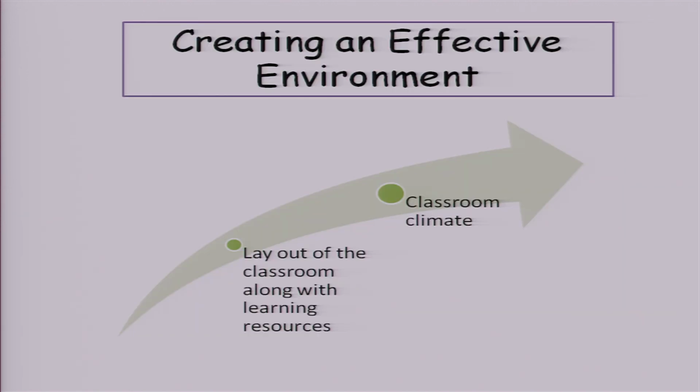Next, we can see creating an effective environment. Here there are two components, that is classroom climate and layout of the classroom along with the learning resources. So first let me discuss the classroom climate. What should be the climate of the classroom? When we think about the climate of the classroom, it should be conducive to the varying needs of learners. So a favorable classroom climate is very much needed. For creating a conducive, effective learning environment in a classroom, the teacher has to concentrate on various aspects. As well as the second component, the layout of the learning resources, what type of resources we have to use. With the introduction of ICT, we know that we have varied and large resources that can be used and utilized in the classroom.